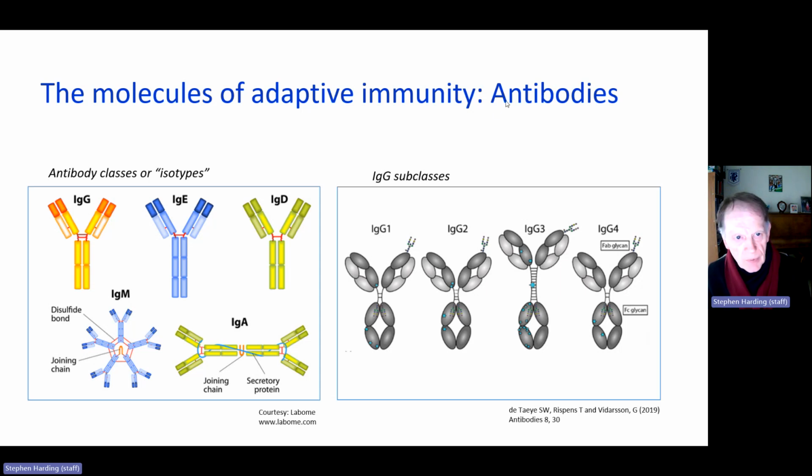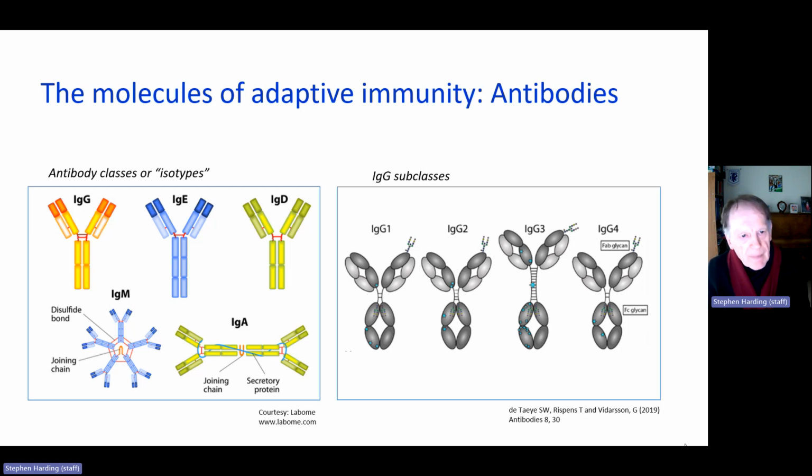Okay, so we've come to the second lecture following the nature of immunity lecture, covering the basics of the immune response. So this second lecture is on the molecules of adaptive immunity. And these are the antibodies. And as you can see from these structures here, you can see how wonderfully complex these molecules are.